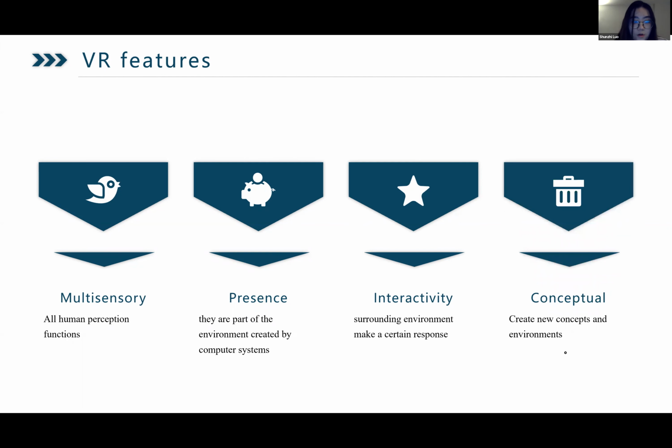Conception is also called imagination. In the virtual space, users can interact with surrounding objects and create scenes that do not exist in the real world or environment that cannot happen.